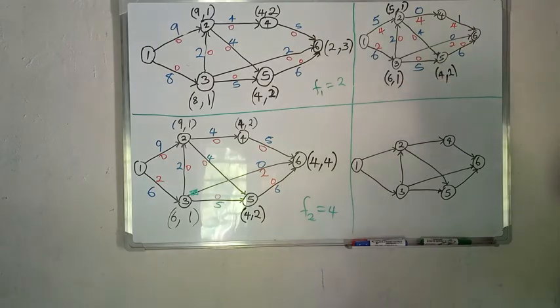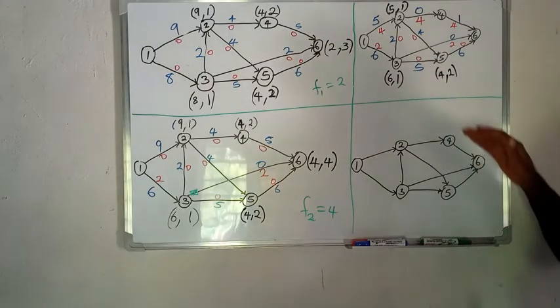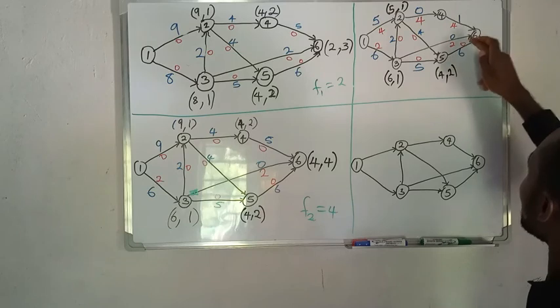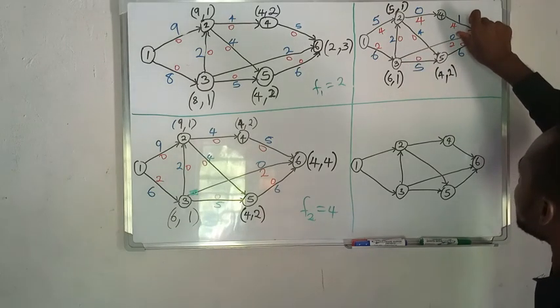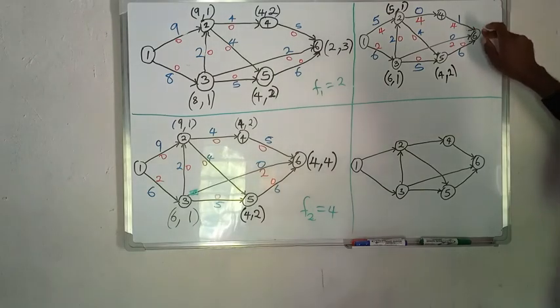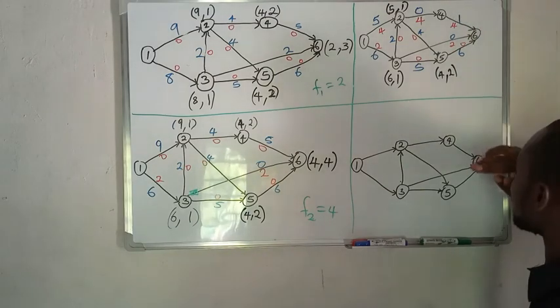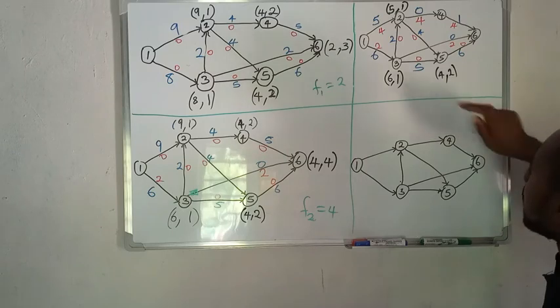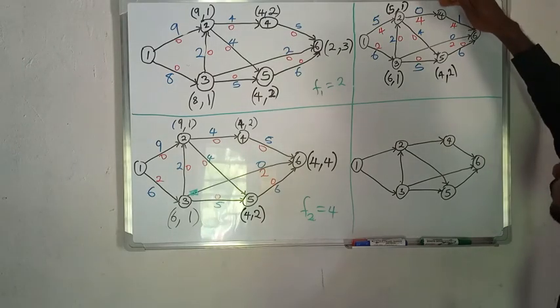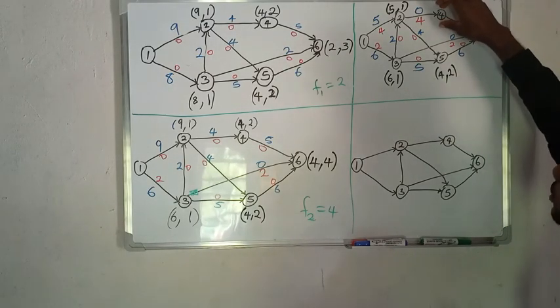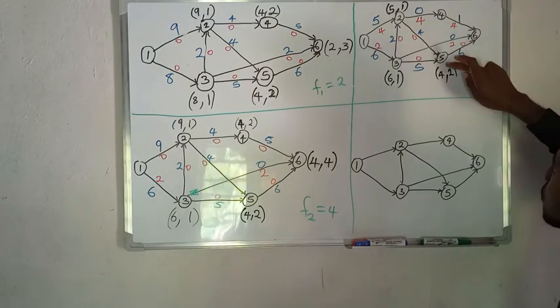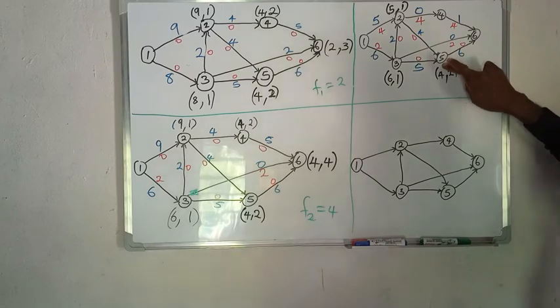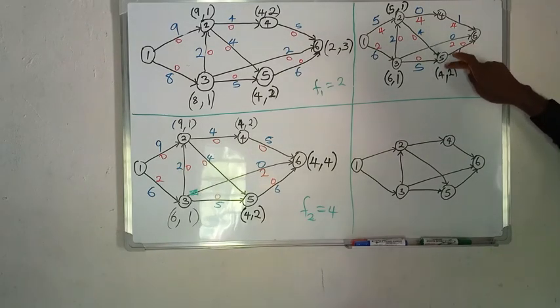We try to see if we can label from 3. And we find out that right here we cannot label 6 from 3 because here is already 0. The excess capacity is already 0. And then 5 has already been labeled. So we go to 4, but 4 has not been labeled, so we cannot label from 4. And so after that we go to 5. 5 has already been labeled, so we can label from 5.